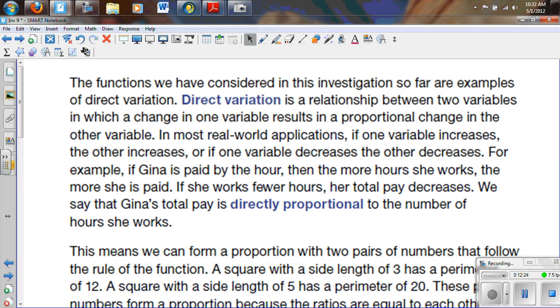So things like Gina's paid by the hour. The more hours she works, the more she's paid. If she works fewer hours, her pay decreases. And so we call that directly proportional. And we can form a proportion with two pairs of numbers that follow the rule of the function.